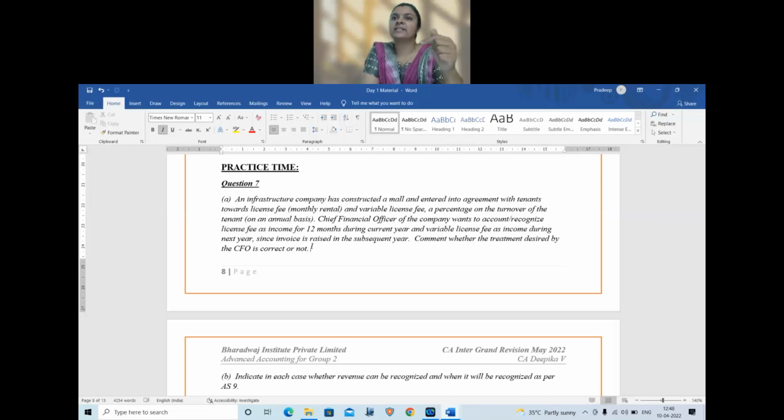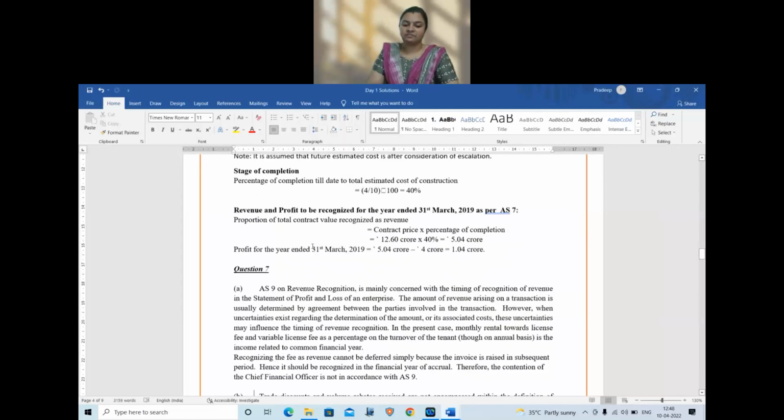If the agreement says it is based on turnover for the period, for the same period we need to recognize the revenue. Right? So the rule is: in the year in which the income arises, in the year in which the income is accrued, we need to recognize the revenue. You can also use the word accrual. Accrual is the right term that we can use here. So let's see how the answer has to be framed.